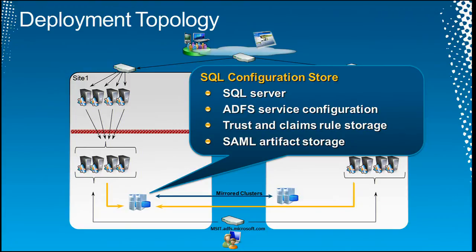So we talked about the proxies, talked about the Federation servers. There's one more piece to the puzzle. And that piece also needs to have high availability configured. And that's your SQL configuration store. And that is the SQL database that sits behind your Federation servers, which stores your ADFS service configuration. It stores your relying party, claims provider trusts, rule storage. If you're doing more advanced things like token replay detection, if you're doing SAML artifact resolution, that data also gets stored to your backend SQL server. And so we want this to be highly available as well.